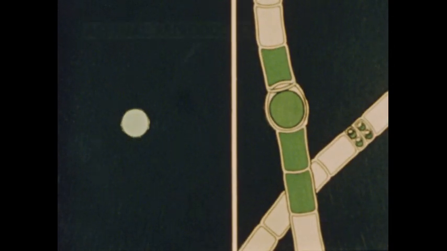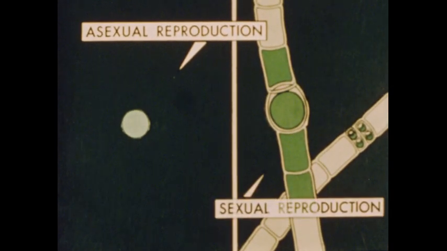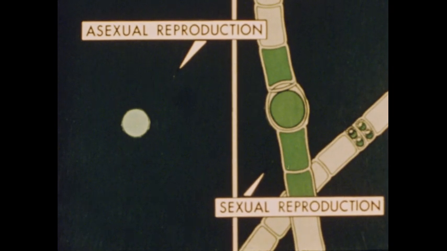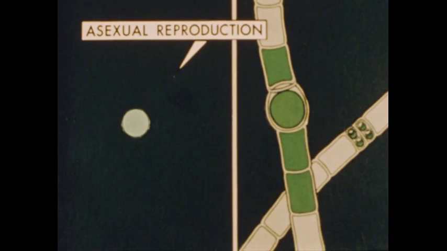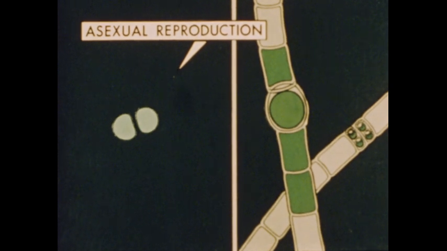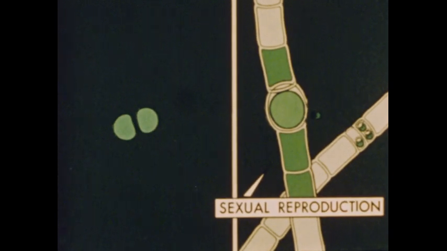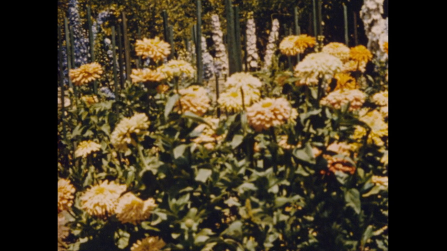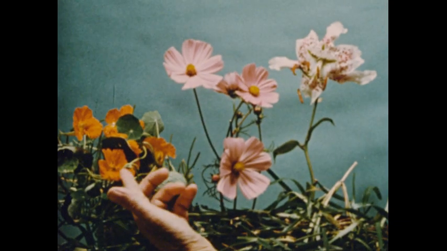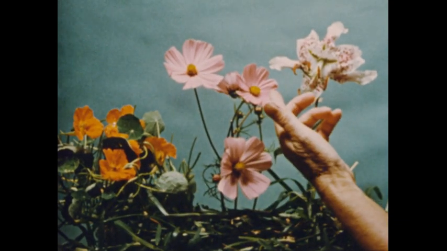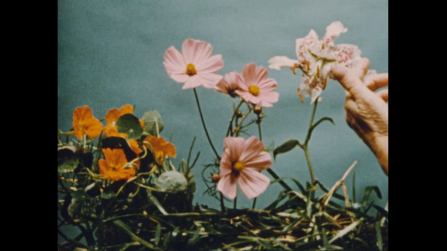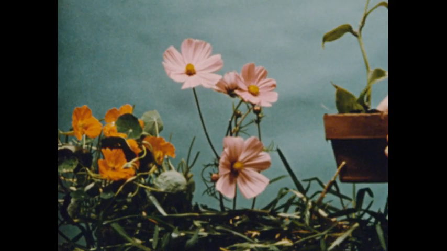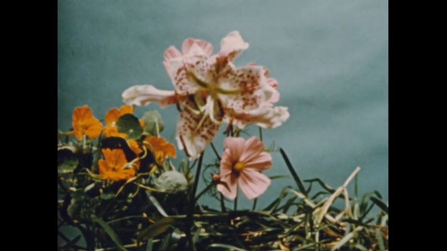So plants reproduce by asexual or sexual reproduction. Asexual reproduction involves a division of protoplasm. Sexual reproduction involves a union of protoplasm. We can learn more about plant reproduction from flowers. Flowers have many forms. They may look like this, or this, or this. Yet in any flower, we can identify the reproductive organs.